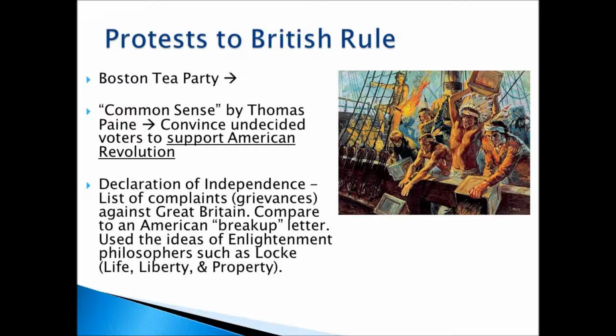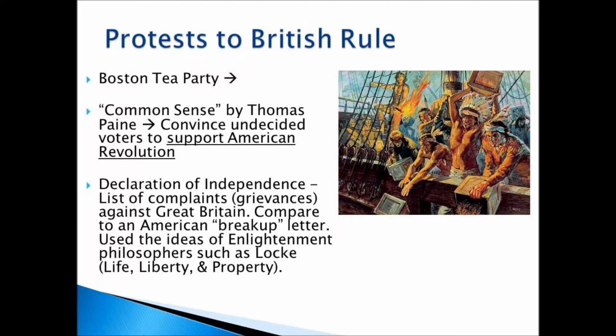Then Common Sense, which we learned about by Thomas Paine, convinces undecided American voters to support the American Revolution. And finally, they declare their independence with the Declaration of Independence, which is a list of complaints or grievances against Great Britain. If you remember earlier in the year, I compared this to the breakup letter, an American breakup letter. The colonists were breaking up with England, and they were making their own country, the United States of America, because Britain had taken away their natural rights: life, liberty, and property.